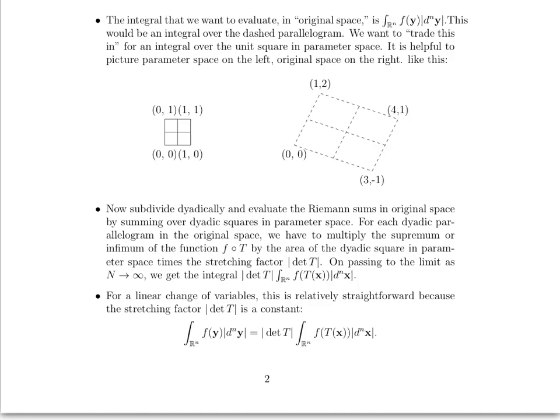And so maybe the integral that we want to evaluate, now take a look below, we've sort of separated out that unit square and the parallelogram into two separate drawings. Maybe the integral that we want to evaluate is in what we call the original space. We want to take that function f and we want to integrate it over the parallelogram on the right. So we want to integrate it over this region right here. But of course, that's kind of a finicky area of integration to bound.